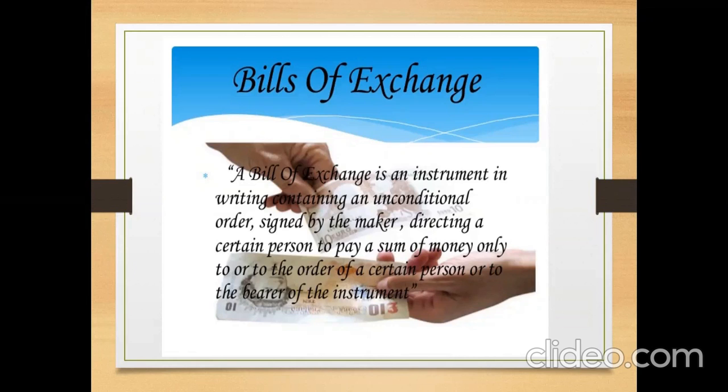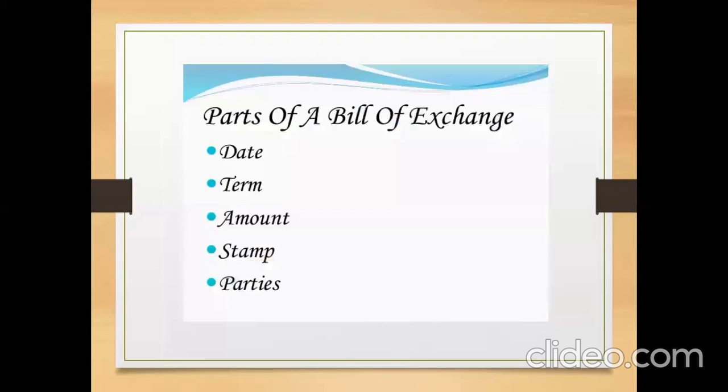Instead of paying cash, they pay with the bill of exchange. The person who is making the bill is the person who is supposed to meet the bill. That means he is supposed to pay the amount in the credit transaction.